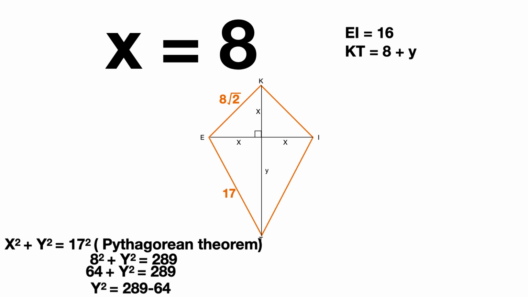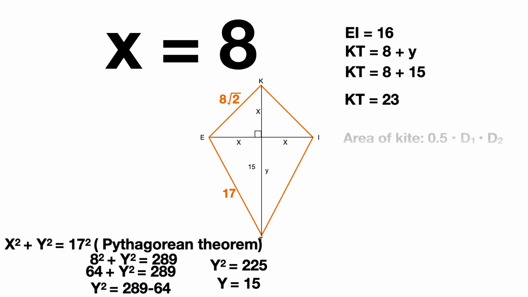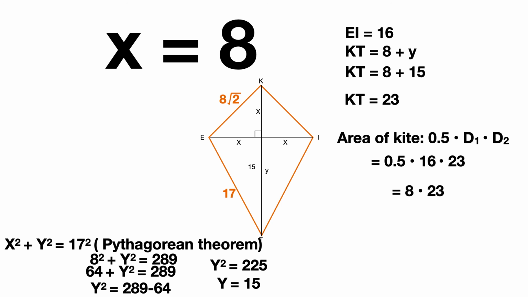So this will show you how we calculate the segment KT. Yep, there we go. Y is 15. So the area of a kite is always 0.5 times D1 times D2, diagonal 1 times diagonal 2. So the answer is 184.